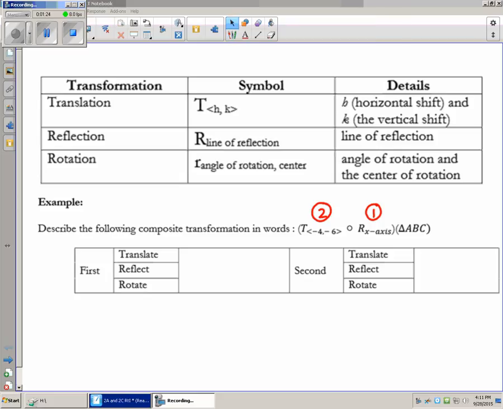So if I use the key above, which reminds me of each of the transformations with its symbol and function notation, the first one is telling me to reflect, and the subscript is telling me my line of reflection, which in this case, we're reflecting in the x-axis.